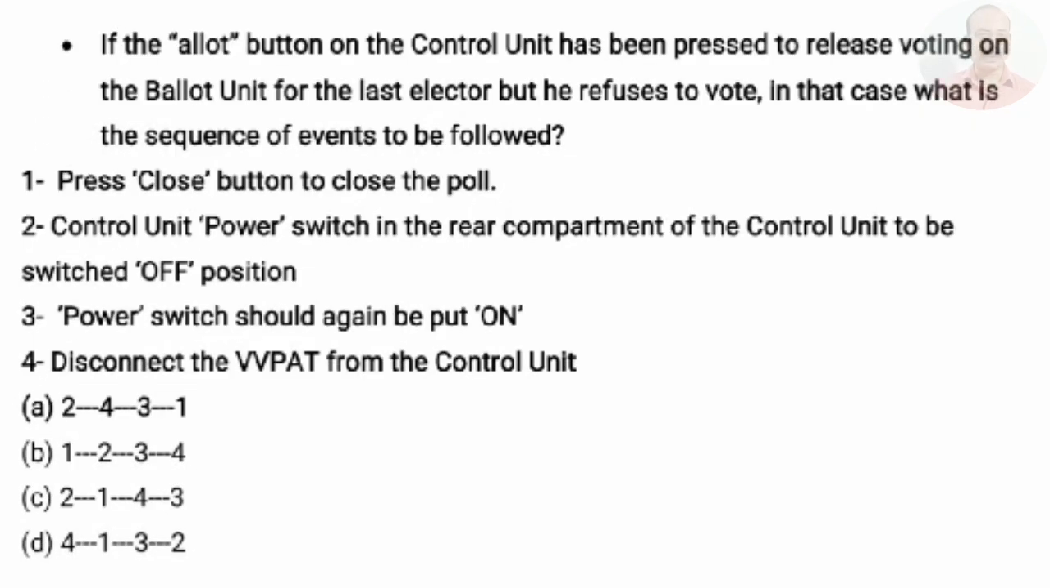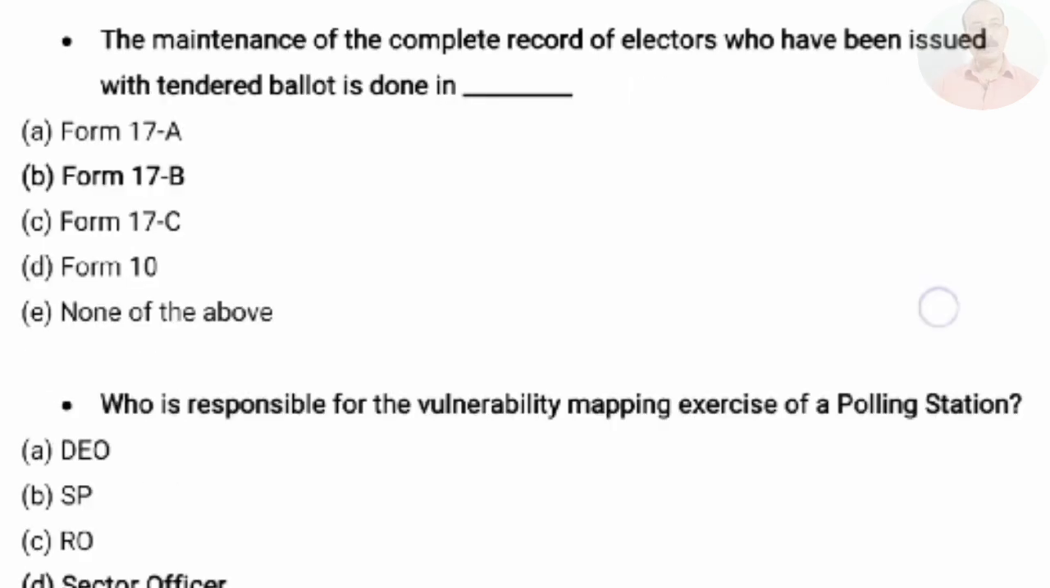If the alert button of the control unit has been pressed to release voting on the ballot unit for the last elector but he refused to vote, in that case what is the sequence of events to be followed? 2, 4, 3, 1. The maintenance of the record of electors who have been issued a tendered ballot is done in Form 17B.